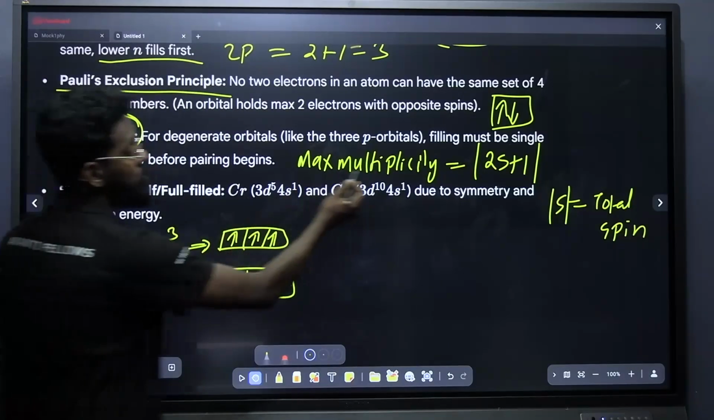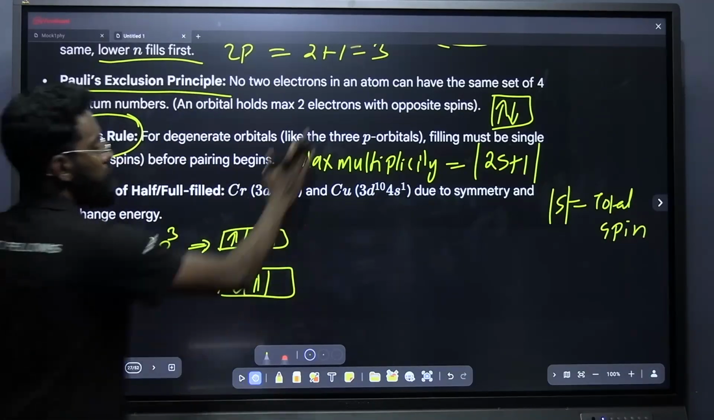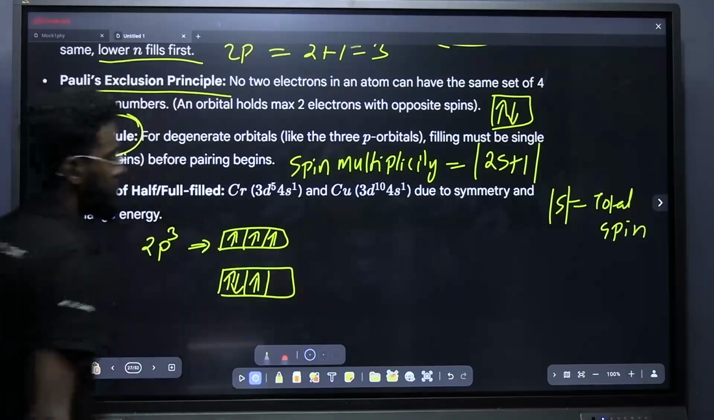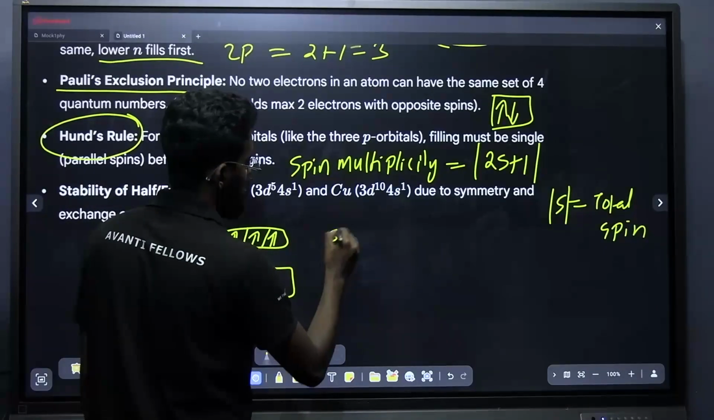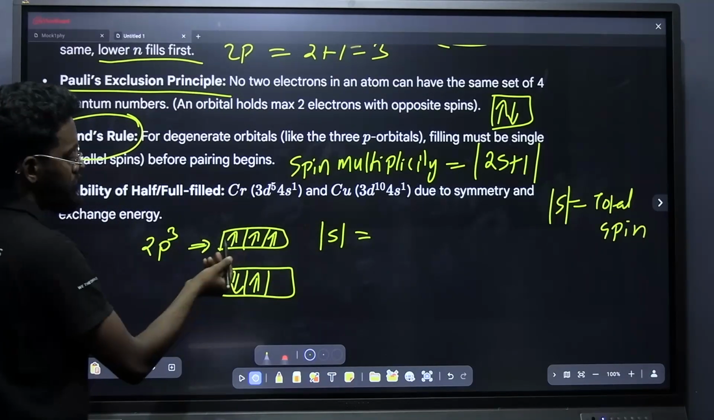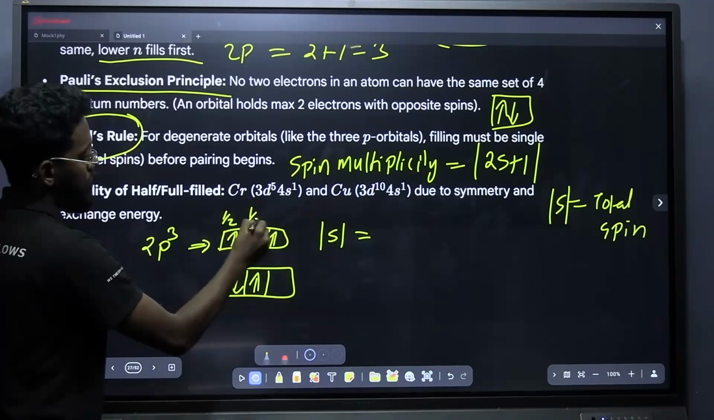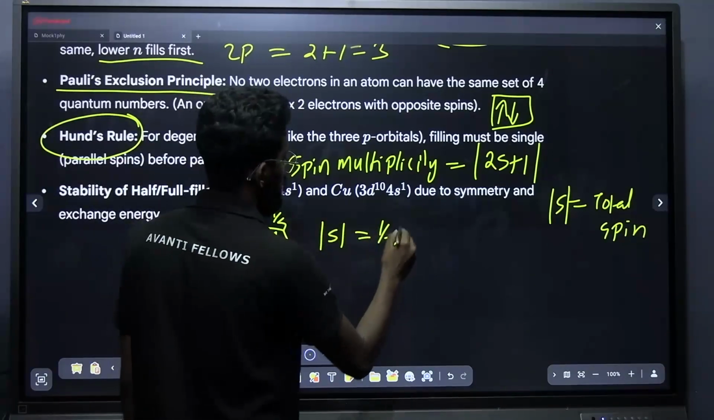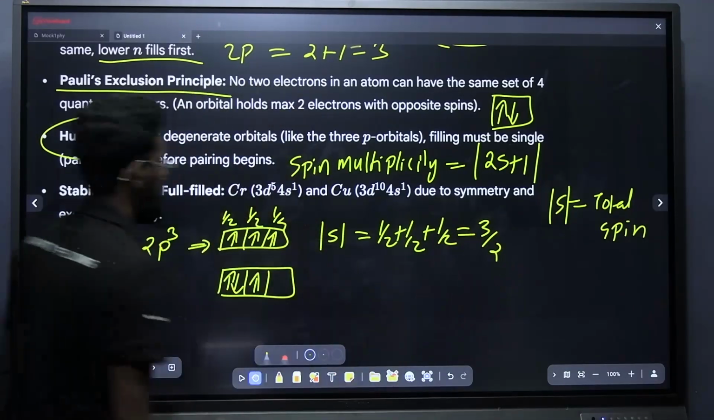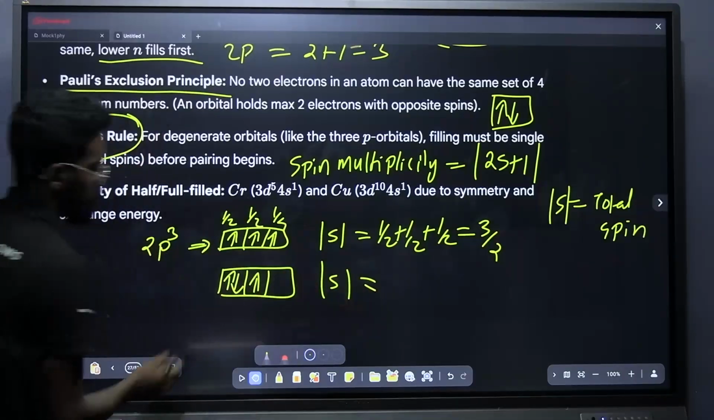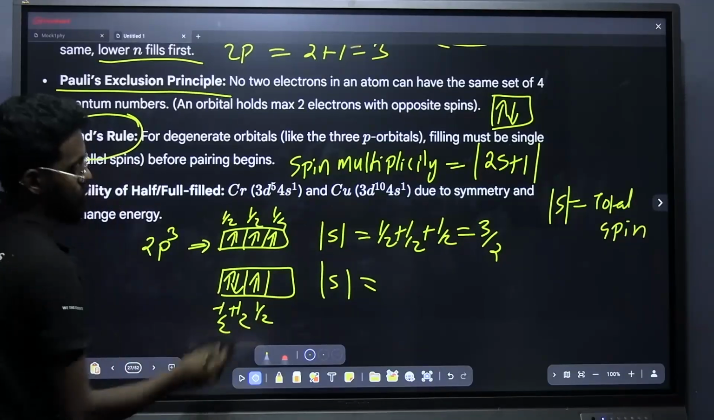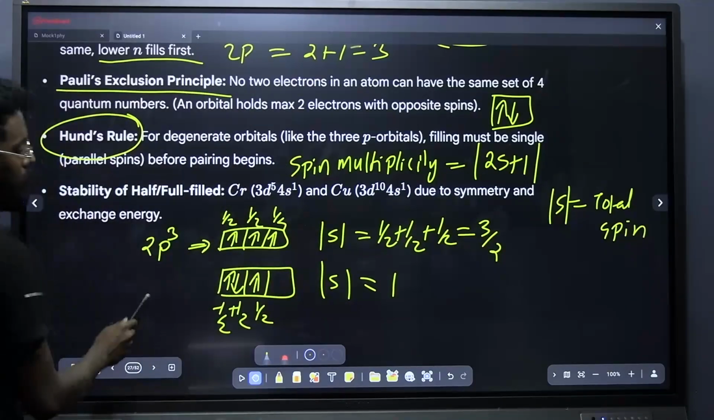Because the first one is having the highest spin multiplicity, maximum spin multiplicity. I can check that. What is the S value for the first one? We have to find the modulus of the S value. This is half, this is half, this is half. Half plus half plus half is equal to 3 by 2. And what is the S value for the second one? Minus half plus half plus half, which will be equal to 1, right?